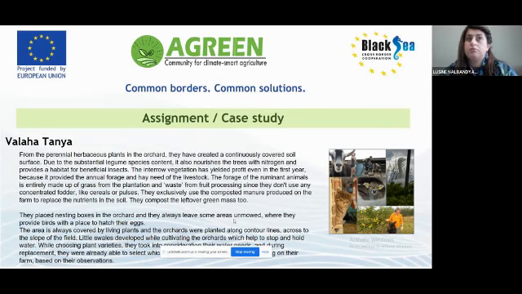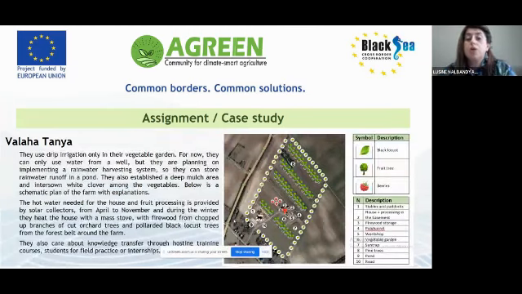You can hardly find a place which is not cultivated. They are also using intercropping and mixed cropping. So here in the diagram, you can see the whole structure of the farm.